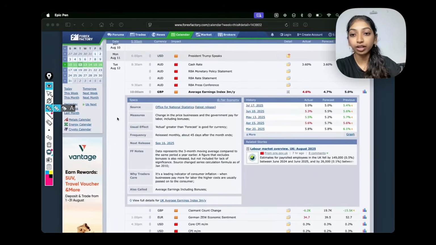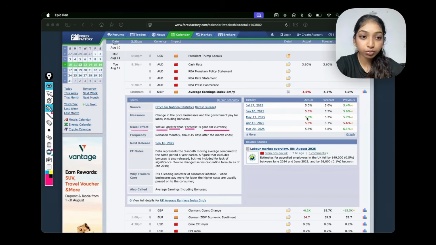And you guys can read right here, usual effect. If actual is greater than forecast, it's usually good for the currency. What does that mean? So it means that if actual, right here, let's take this as an example. If actual is greater than forecast, then it's usually good for the currency. Okay, it's usually good for the GBP pair. So the sign is it's going to go up. So it's usually good for the currency pair.